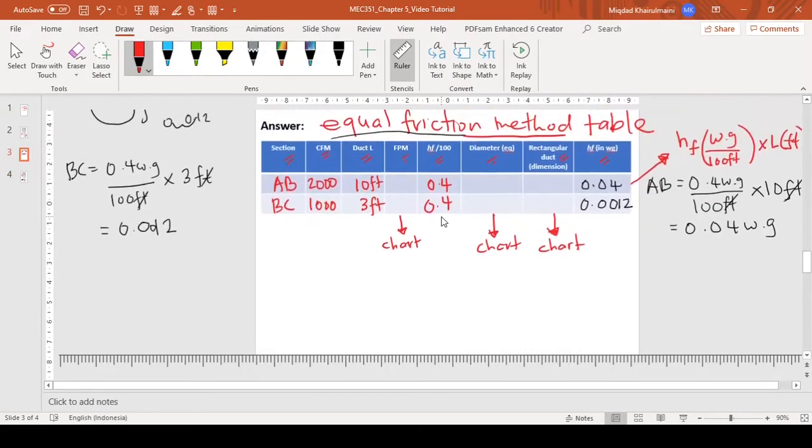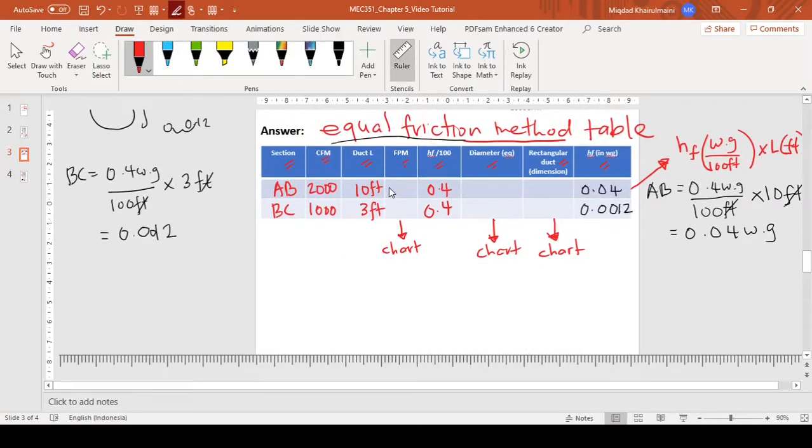So for FPM, we can either write 1950 or 1900, approximately. And then the diameter is 14 inches. And then the rectangular ducting is 13 times 13 inches. Okay, so we do the same thing for BC.